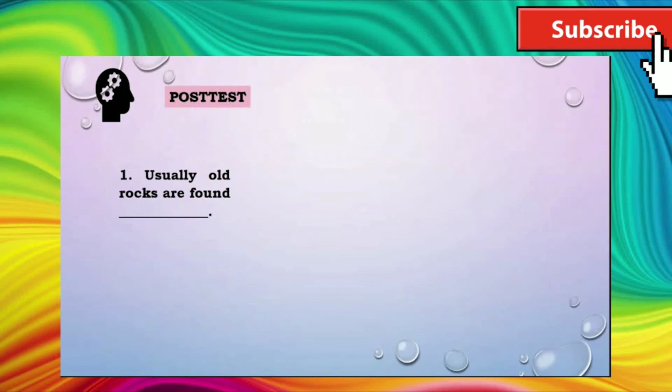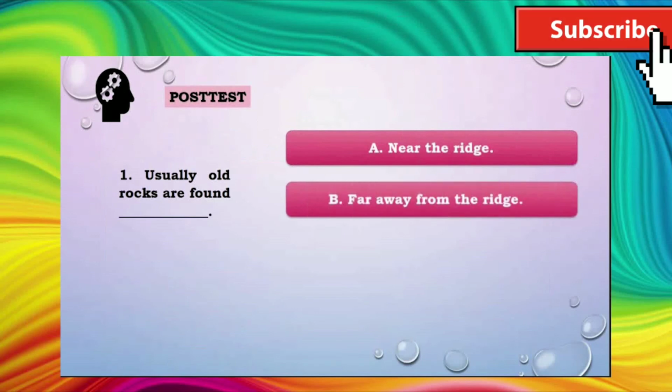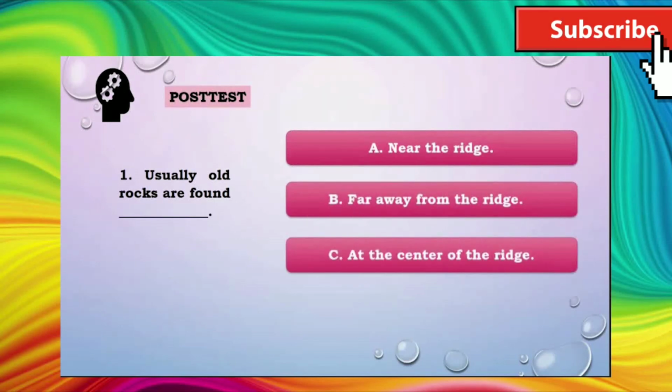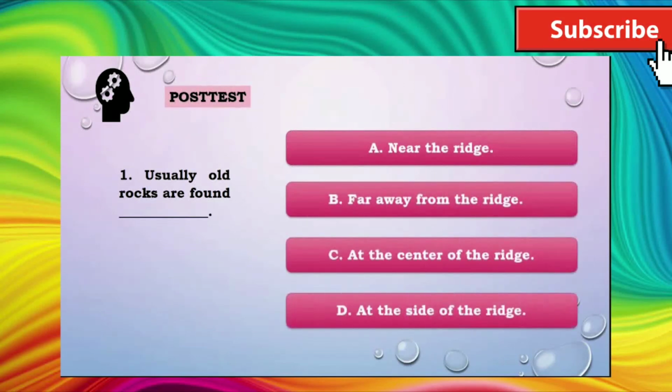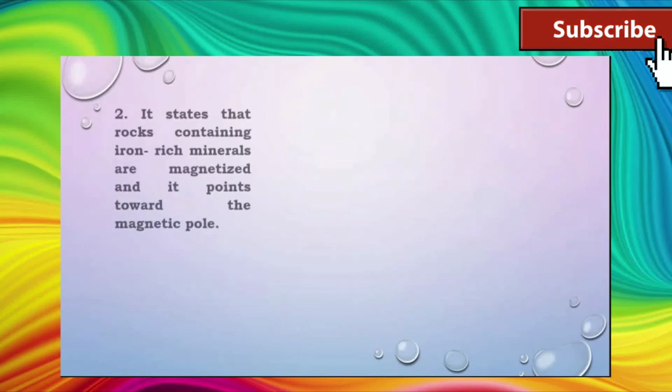Let's proceed now with our pause test. Number 1. Usually, old rocks are found blank. A. Near the ridge. B. Far away from the ridge. C. At the center of the ridge. D. At the side of the ridge. Think of your answer. The answer is letter B.